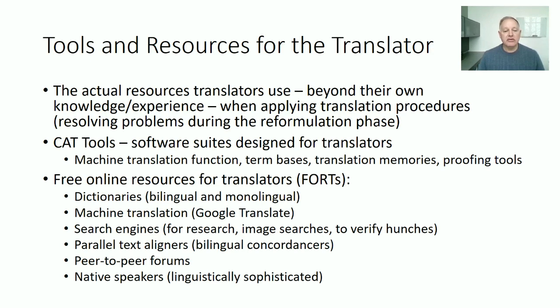Parallel text aligners. One example of this is the website Linguee.com. What they do is they align parallel corpora, right? So a text written in language A, the same text in language B, usually a translation, and they align those segments and you can look for specific terms. So that's extremely helpful because basically it allows you to see how previous translators have translated a term. You just need to make sure that they were using it in the same way.